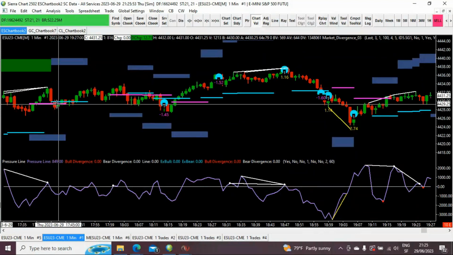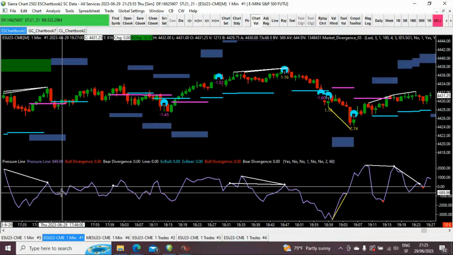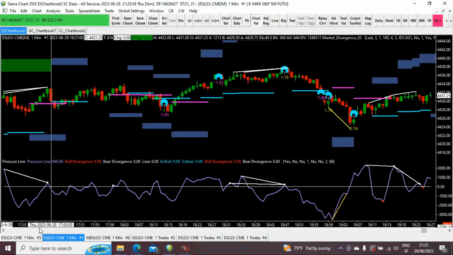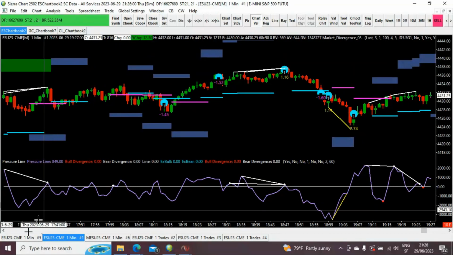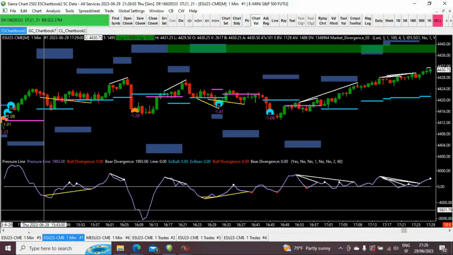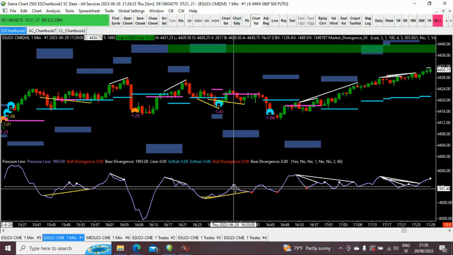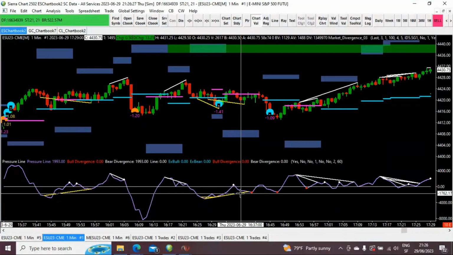Same thing here, smaller move, but pretty quick one, where the price is going up, but the pressure line moving down. Again, you can have alerts set to warn you when a divergence is taking place on the charts. So it's a pretty easy indicator to work with. And I'm thinking in general terms, a very shallow line tends to be less valuable than a steep one.